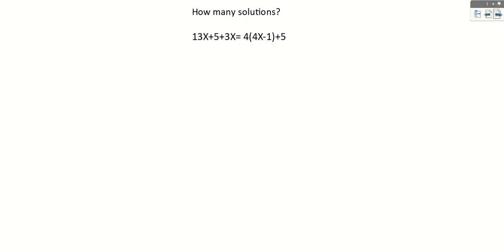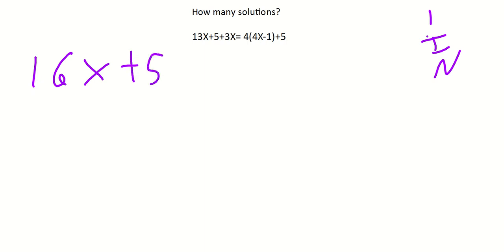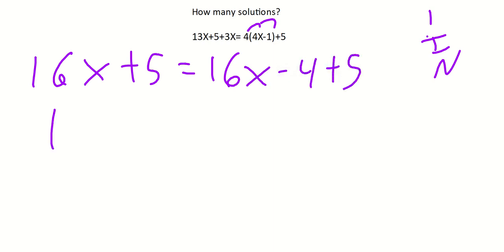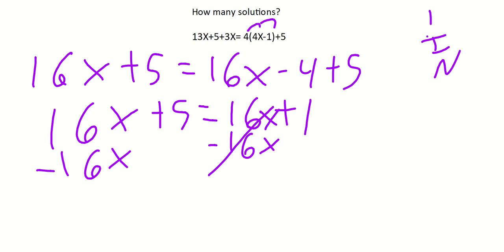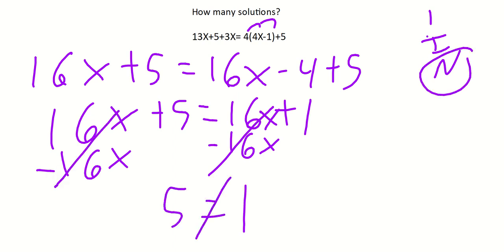All right, how many solutions? So my choices are 1, infinite, or no solutions. So I'm going to just combine like terms, and I get 16x plus 5 is equal to, distribute, I get 16x minus 4 plus 5. And I get 16x plus 5 is equal to 16x plus 1. Subtract 16x from both sides. Those cancel, I get 5 is equal to 1. That's not true, so I get no solutions.